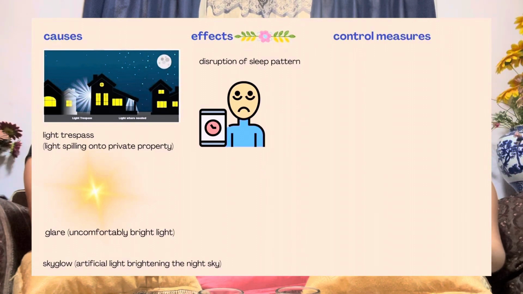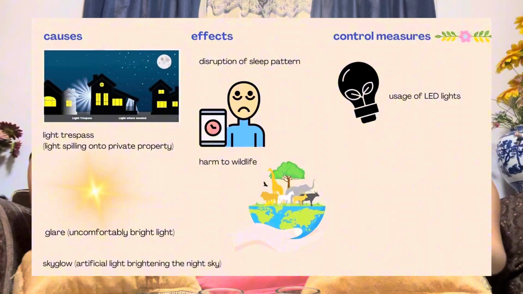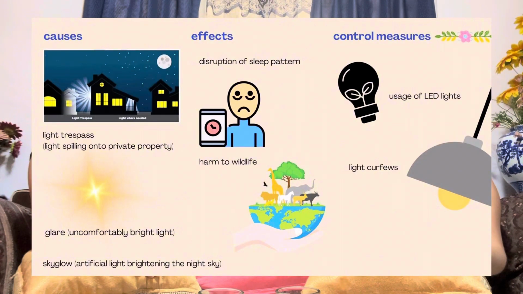So for the effects, we have disruption of sleep patterns and harm to wildlife. So for the control measures, we have usage of LED lights, and lastly, we have light curfews. That will be all for our report on the major pollutants.